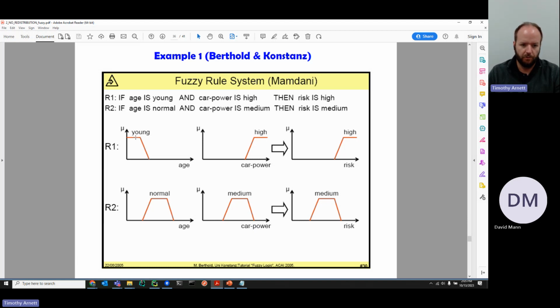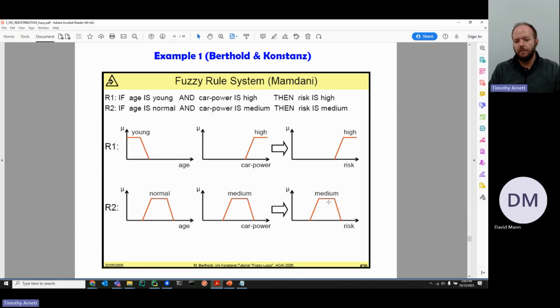So in this case, the first rule is saying if your age is young, if you have membership in the young set, and your car power is high, it has membership in the high car power set, then the risk is high. You have membership in the output membership function that represents high risk. Similarly, if your age is normal, or in this case we'll just call it middle age instead of normal, and your car power is medium, then your risk is medium.